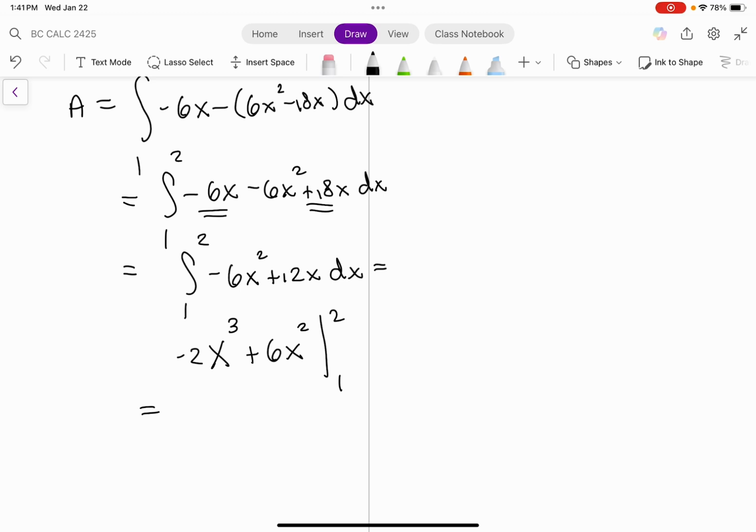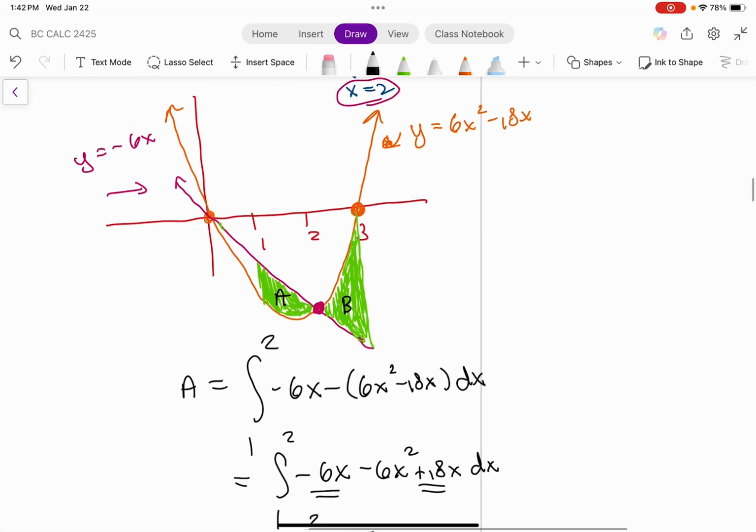Okay, so now I get negative 2 times 2 cubed, which is 8, plus 6 times 2 squared, which is 4. And then I'm subtracting off, when I plug in 1, negative 2 plus 6. So this is negative 16 plus 24, which is 8, and then 8 minus 4 is 4. So that was area A, that's 4. And now we'll do B.